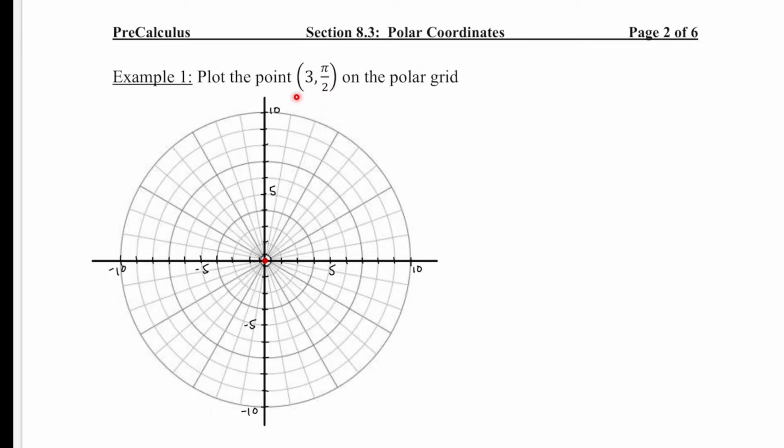In these polar coordinates, r is 3 and theta is π/2. So I start at the pole, r is 3, and move to the right 3 units: 1, 2, 3. Theta is π/2, that means I will rotate in the counterclockwise direction π over 2. This is the point (3, π/2).